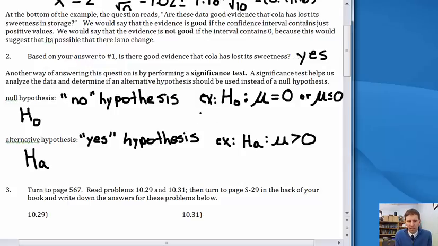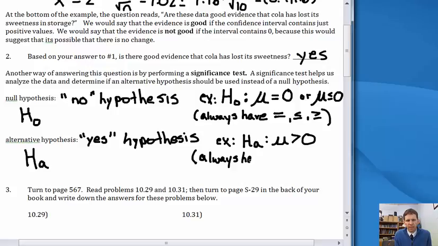When you're working with the null hypothesis, the null hypothesis will always have an equal sign in the statement. So it'll always have either an equal sign, a less than or equal to, or a greater than or equal to. Whereas in your alternative hypothesis, you will always have some sort of inequality without the equal sign. So be ready for a less than, a greater than, or not equal to symbol. If there is a change, it's different from what the usual value is.